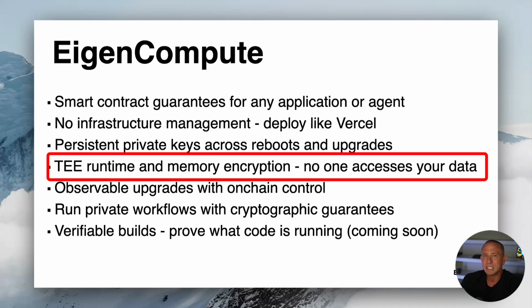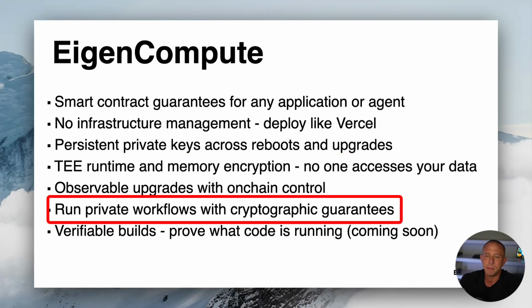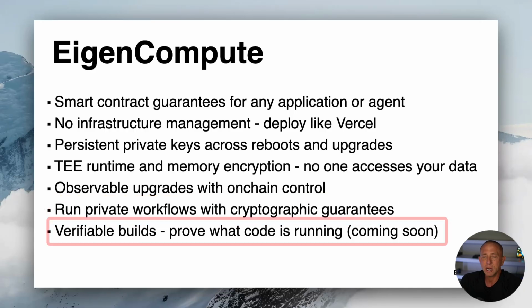It runs in a trusted execution environment, so out of the box you get memory encryption, no one can access your data. It has observable upgrades, and again, because it's a trusted execution environment, you can run private workflows with cryptographic guarantees. And soon we're going to be having verifiable builds so you can prove what code is running.